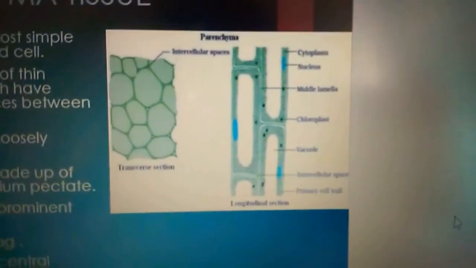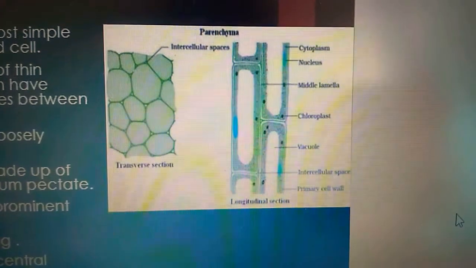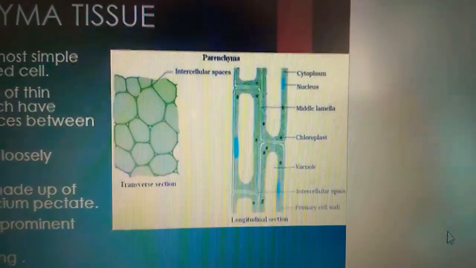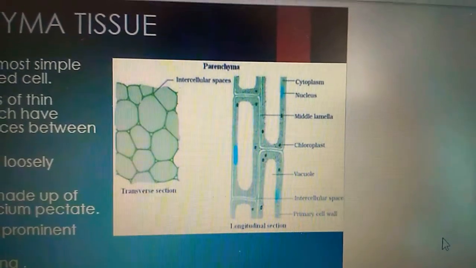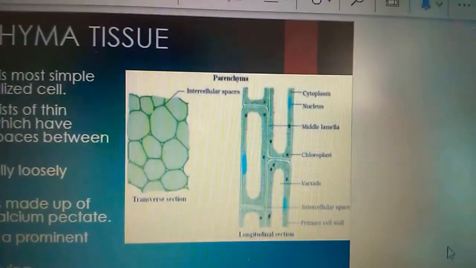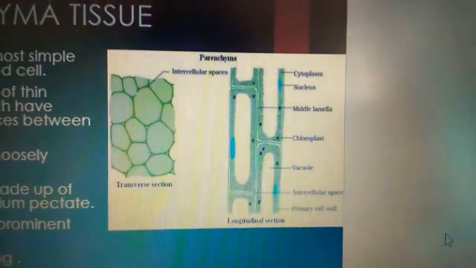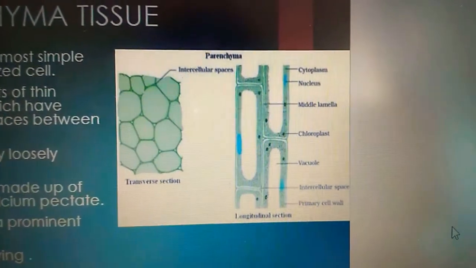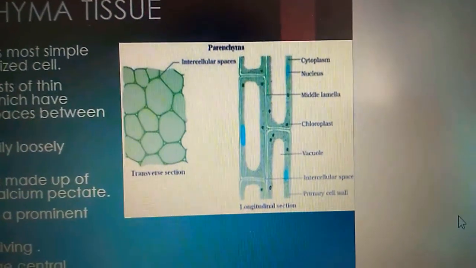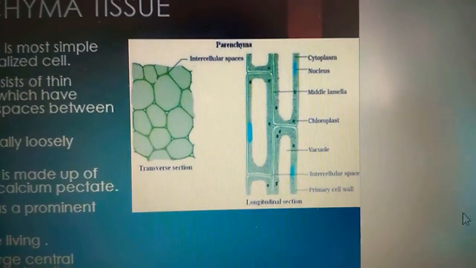Here we have the diagram. Okay, here we have a transverse section in which we have intercellular spaces, and the second one is a longitudinal section. You can take a screenshot and then take a print and paste it in your notes so that it will be easy for you to remember them.